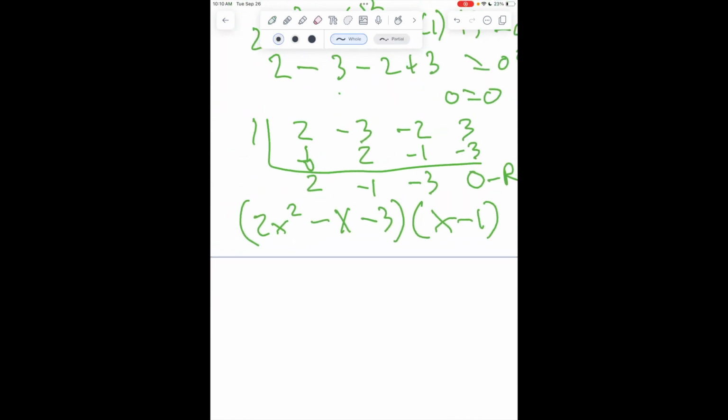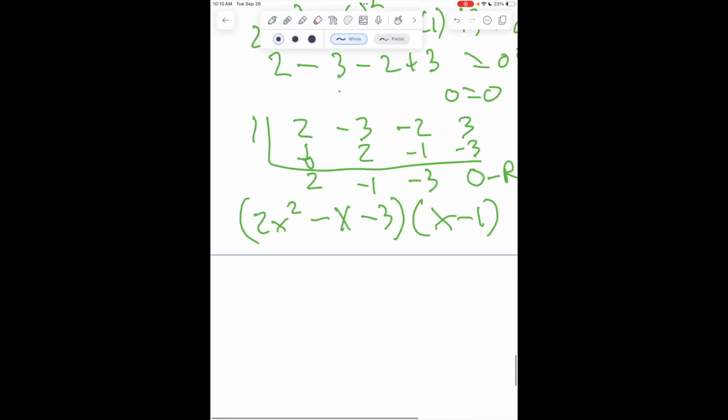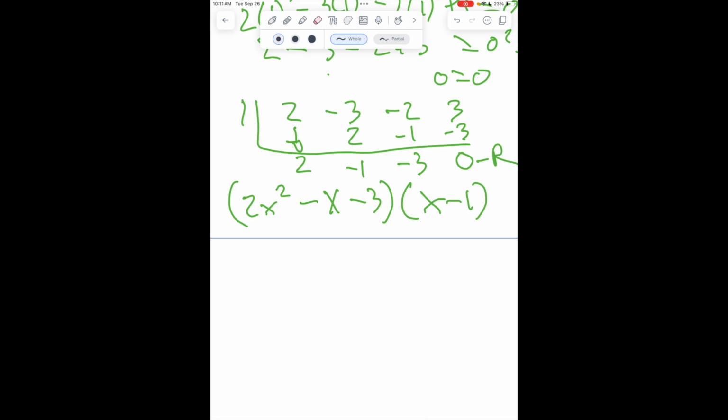So now the question is, how do I factor 2x squared minus x minus 3? This doesn't have a coefficient of 1, so it's a little bit more tricky. I've got to take my constant and my highest degree coefficient, and that's going to give me negative 6. So I'm looking for two numbers that multiply to get negative 6, but add to get negative 1, because it's got to add to get my middle term. That's going to be negative 3 and positive 2.